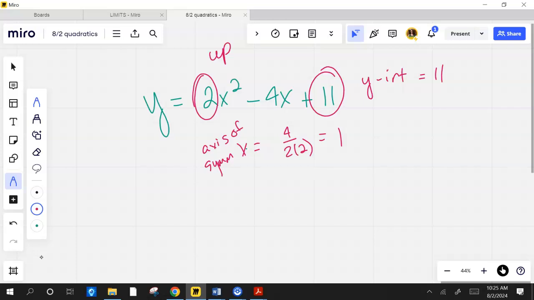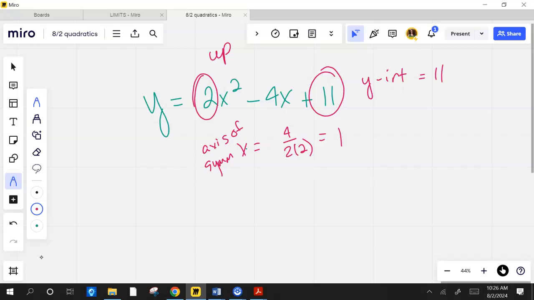Tell me something else. Noah will tell us. What do we know about the graph from the quadratic? Based on A, we know it goes up. We know the y-intercept's 11 based on C. We know the axis of symmetry is 1. What else do we know? They don't know that yet. They'll give it to me in another way.